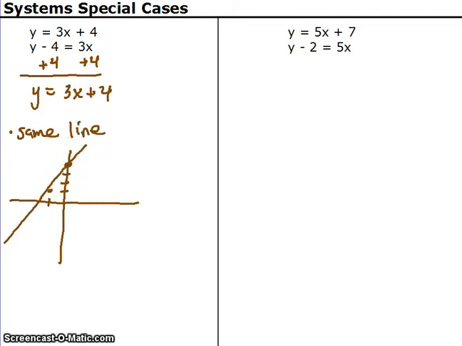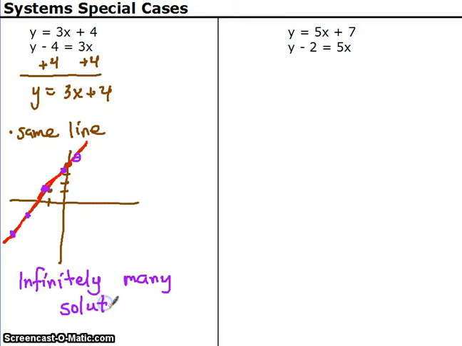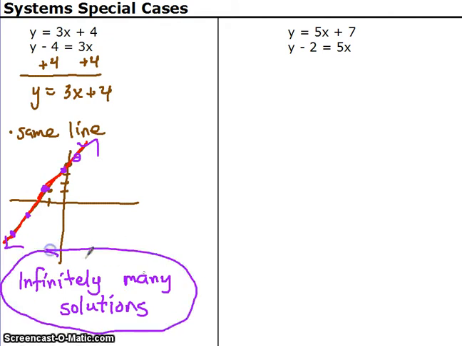And then I'd graph it again, and it'd be the exact same line right on top of this one. So if I'm looking for points of intersection, well, this is intersecting everywhere. It's intersecting here and here. They're right on top of each other. So the way that we say this is there are infinitely many solutions, because it's intersecting the whole time and it keeps on going forever in both directions. So infinitely many solutions is how you describe that when it's the same line.